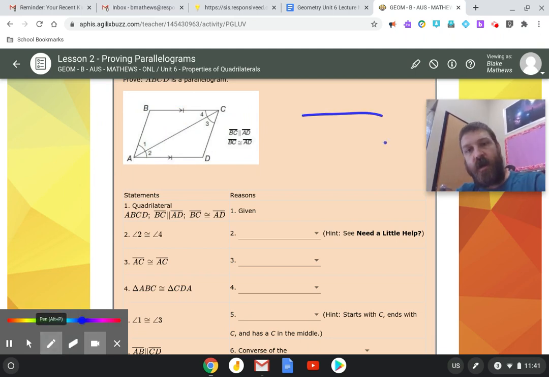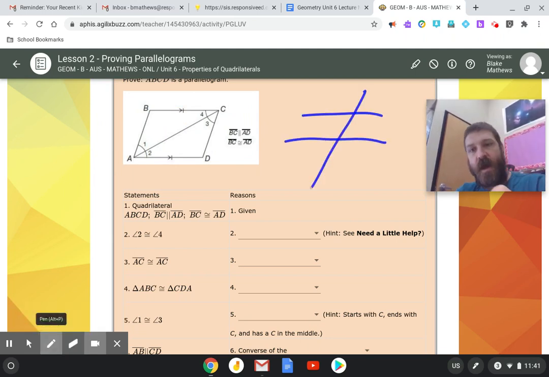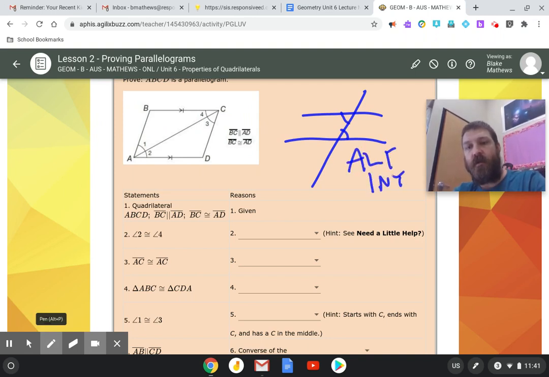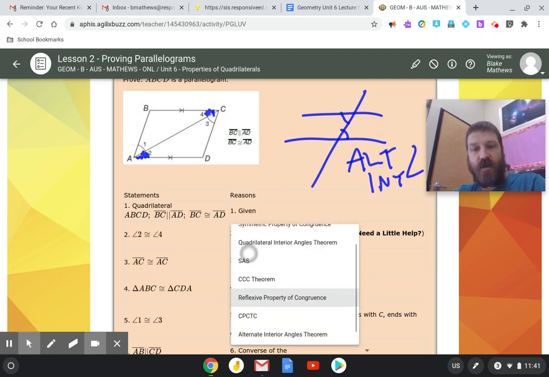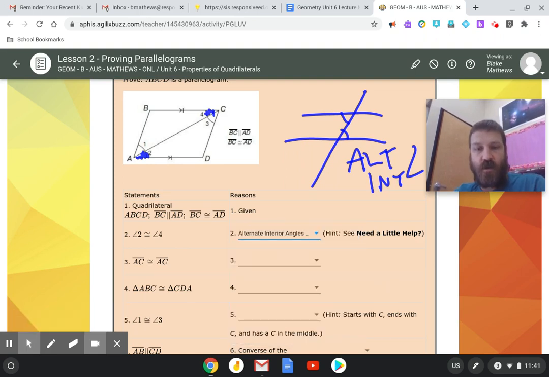The transversal line tells me that different angles within this diagram are congruent. One pair that is congruent are these two right here, and those are called alternate interior angles. So alternate interior angles is what's referred to here, angle 2 and angle 4. When they tell us that, that's the reason for it. So let's go here and see if that's in here. There it is: alternate interior angles theorem.